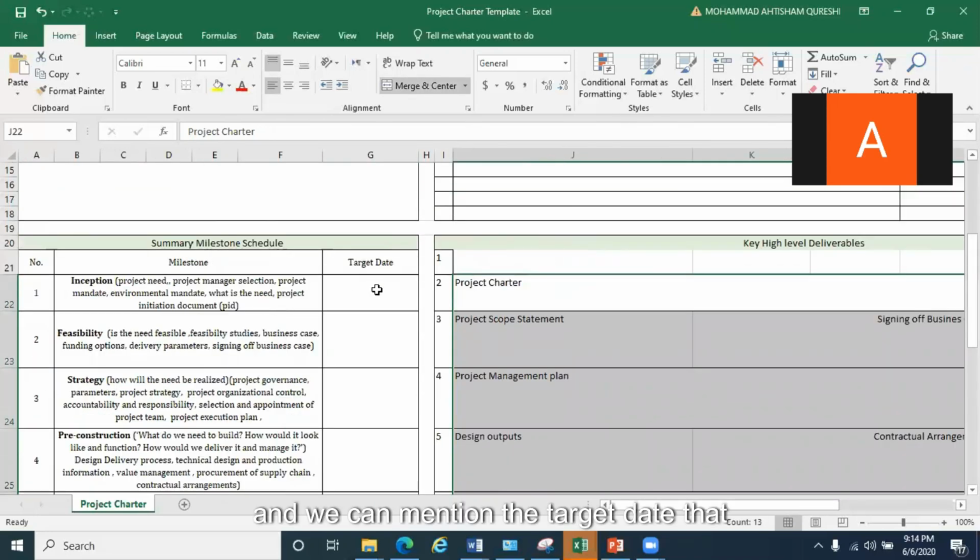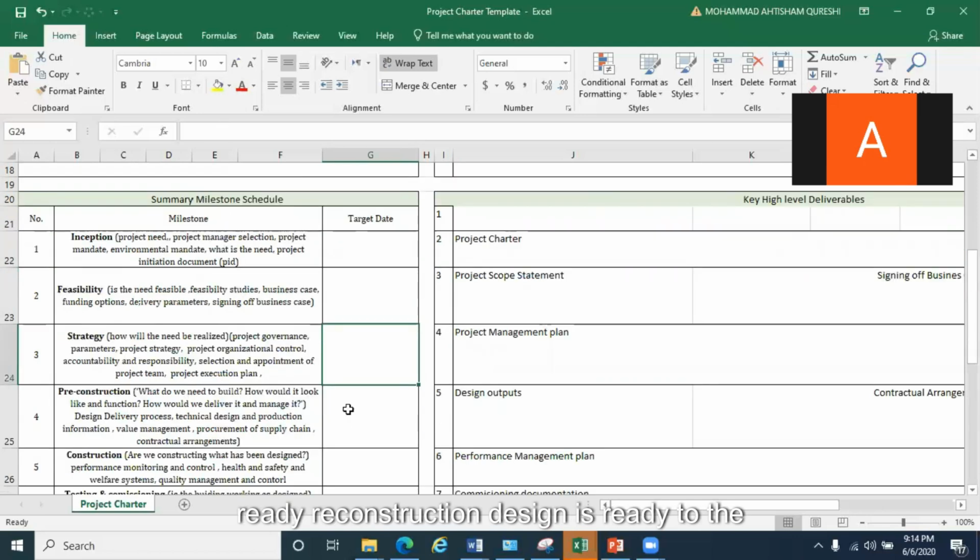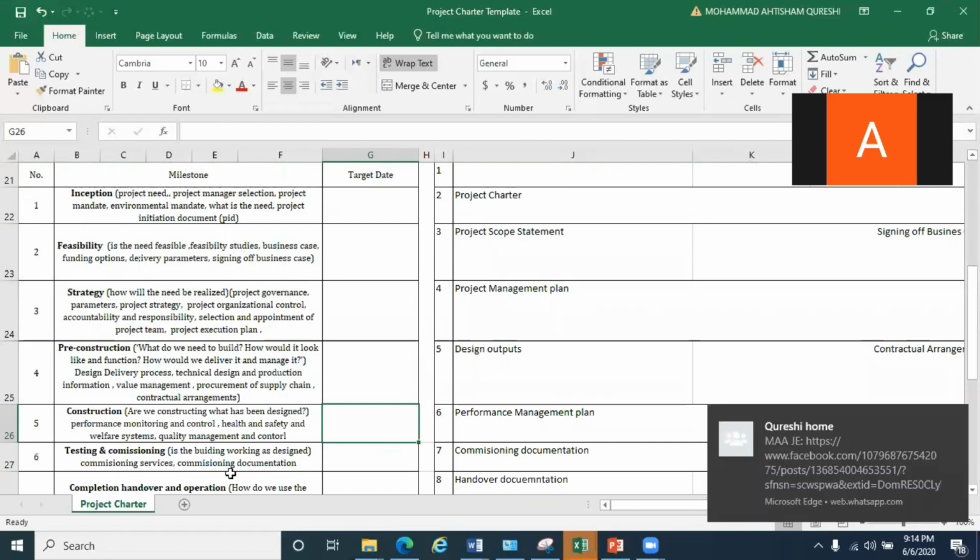And we can mention the target date, that when this will be ready. When feasibility will be done, when inception will be done, charter will be ready and signed off. So we can put up that target date. When feasibility will be ready, the project scope statement and sign off of business case will be done. So we will be having a target date. Strategy is ready, the plan is ready. Pre-construction design is ready. So the date, and construction, when we are targeting the construction.